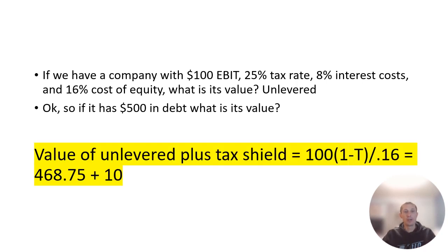Okay, the value of the firm here is the value of the unlevered firm plus the tax shield, right? So we've got the 468.75 plus 10. Well, why 10? We have 500 in debt, interest of 8%, so 8% of 500, okay, which is 40, times our tax rate, and this 10 is what we consider our tax shield. Okay, so now the value of this particular firm is the value of the unlevered firm plus our tax shield.